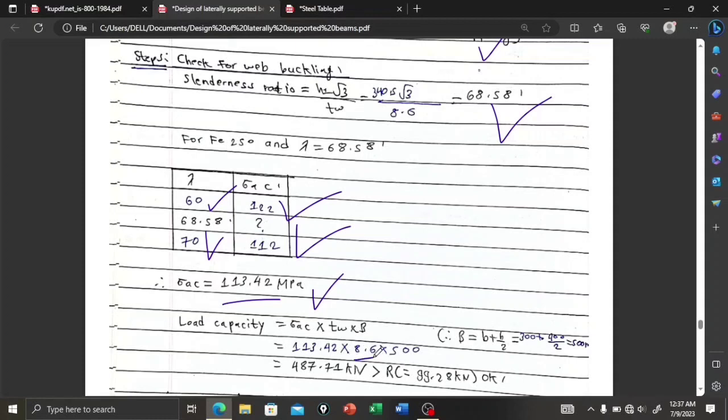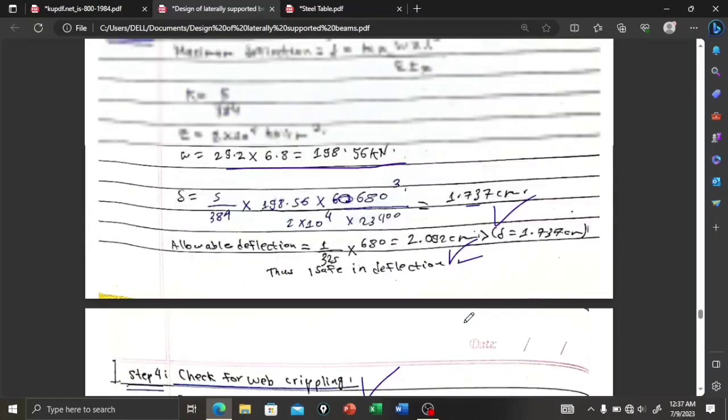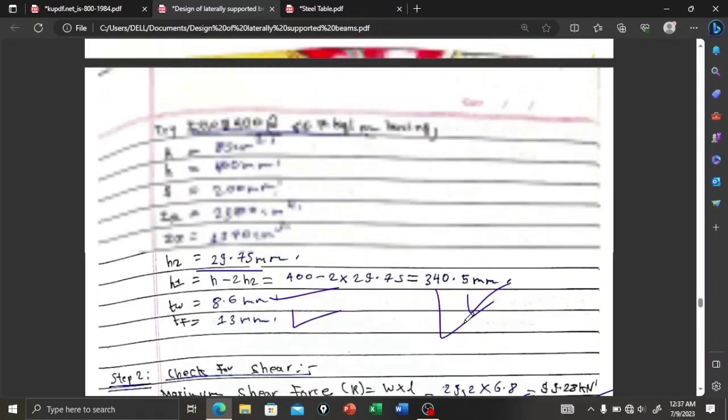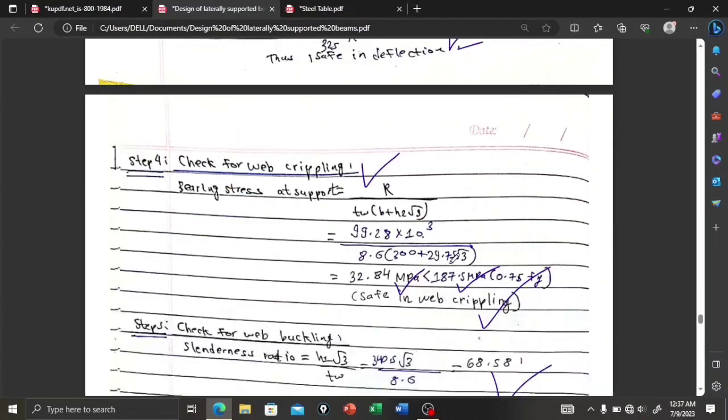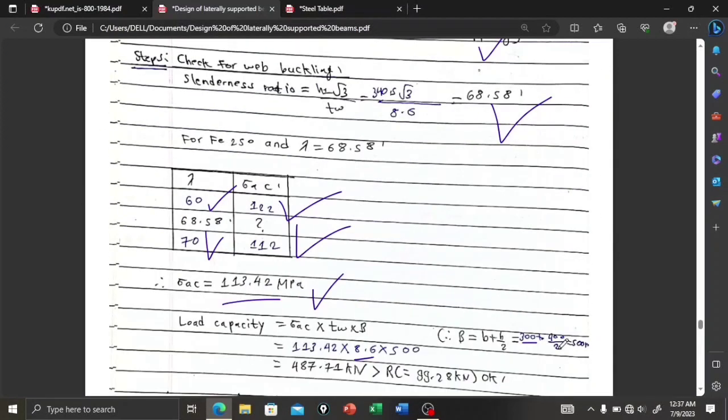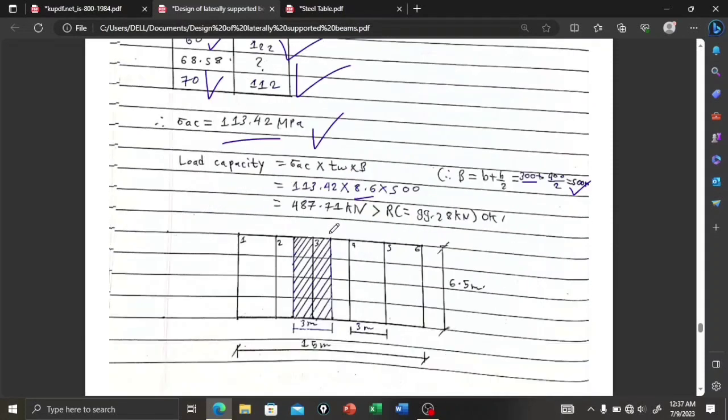TW is 8.7, B is B plus Z by 2. This is the bearing width, and in our section the yards is 400 divided by 2. The 300 plus 200 is 500. So it is 487.71, which is greater than R, that is 99.28 kilonewtons.